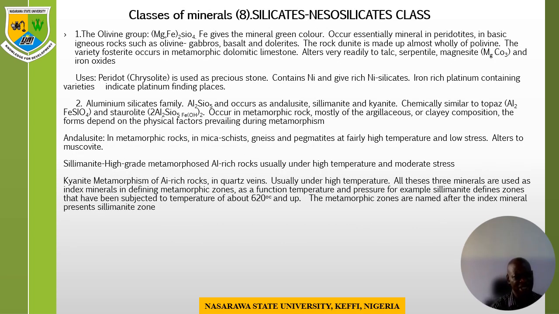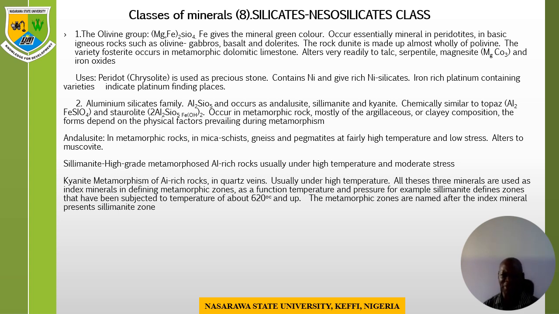The classes of mineralization, the silicate classes: this one belongs to the olivine group. It gives the mineral a green color, and occurs essentially in peridotite and basic igneous rocks such as olivine, gabbro, basalt and dolerite. The rock dunite is made almost wholly of olivine, and the variety forsterite occurs in metamorphosed dolomitic limestone. It alters very readily to talc, serpentine, magnetite and iron oxide. It is used as a precious stone. It contains nickel and gives rich nickel silicate. Iron-rich, platinum-containing varieties indicate platinum-finding places.